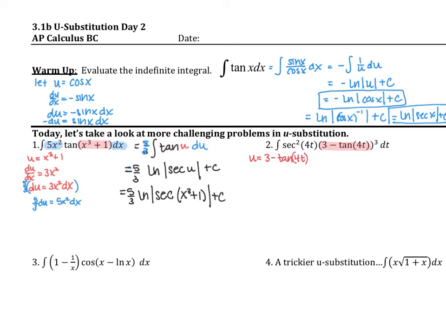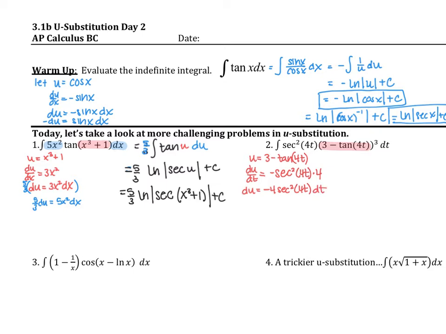And then let's take the derivative of this with respect to t. So du dt equals negative secant squared 4t times 4. We can't lose the chain rule. So rewriting this a little bit, we get du equals negative 4 secant squared 4t dt.